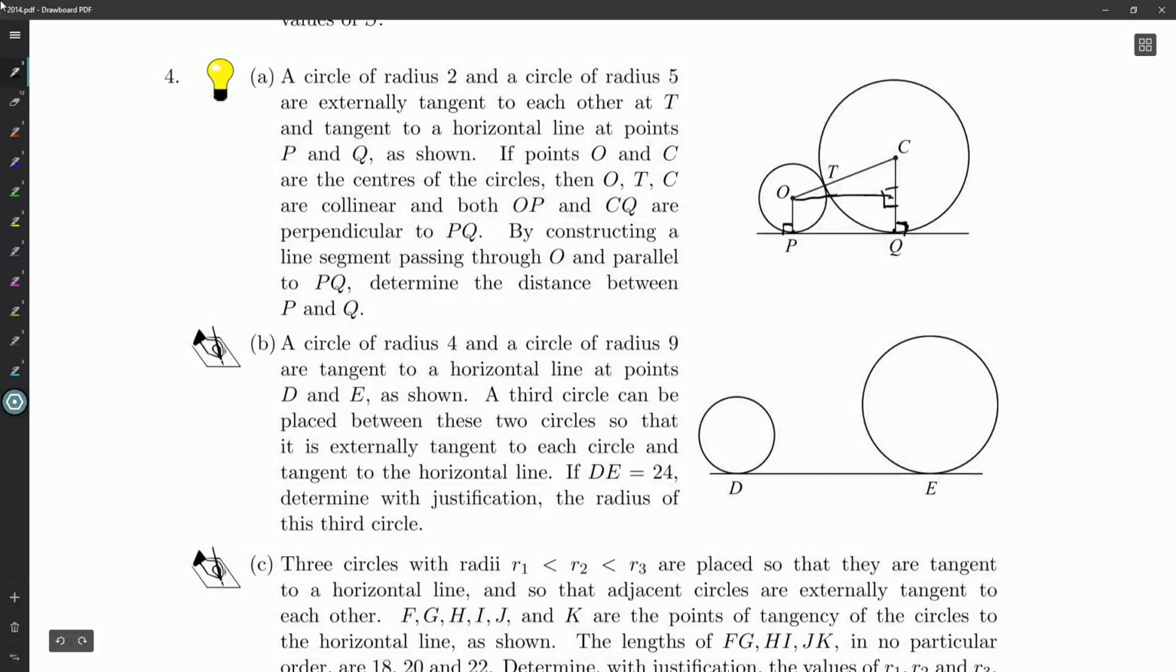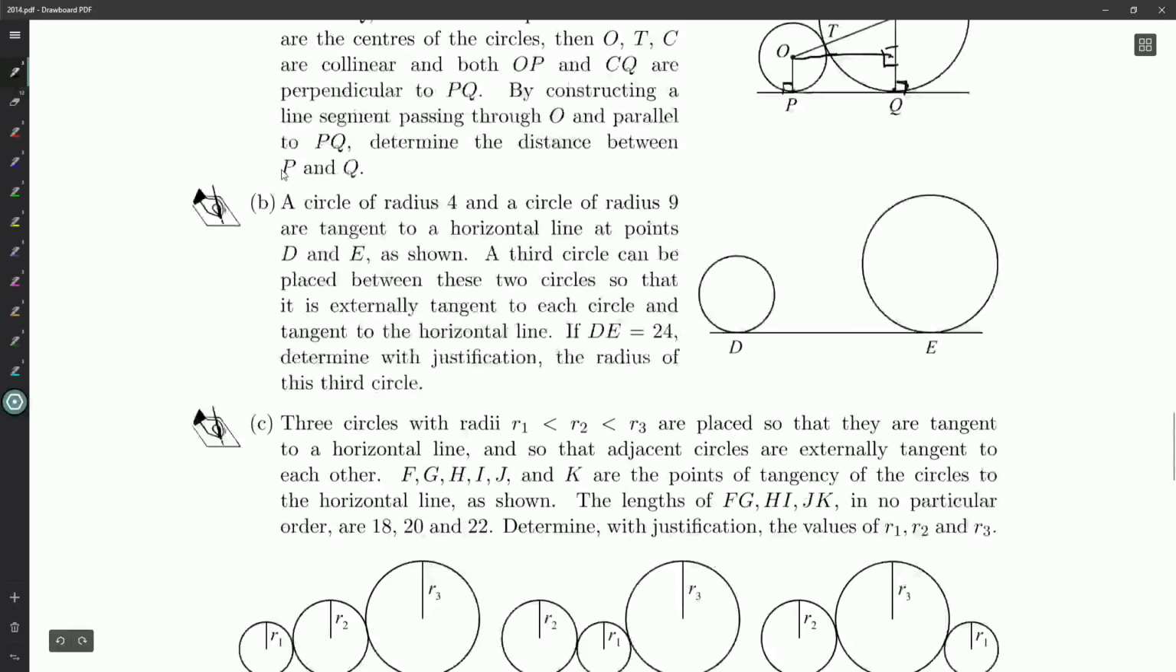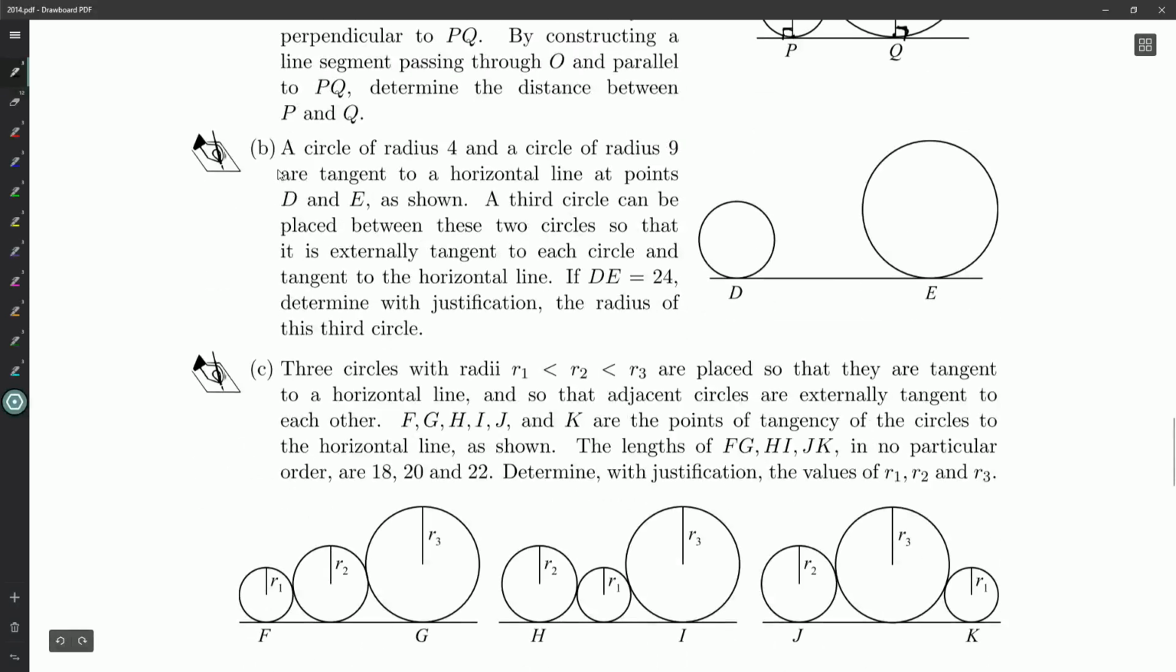Get another sheet of paper ready for B. Now, B and C, we're going to actually have to write up our answers and be careful here. Make sure everything's justified. So we've got a circle of radius 4. I'm going to assume that's the small one, because the other circle is radius 9. They're both tangent to a horizontal line, so we can drop these right angles just like they had. So D and E is shown.